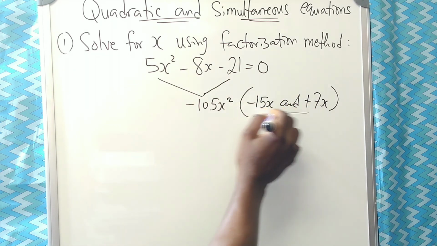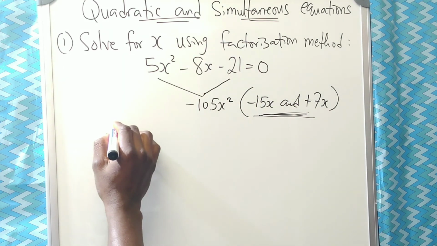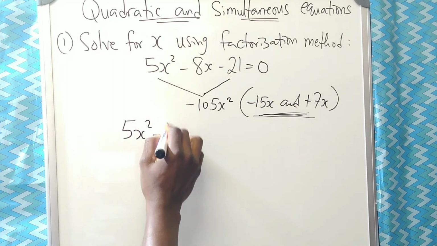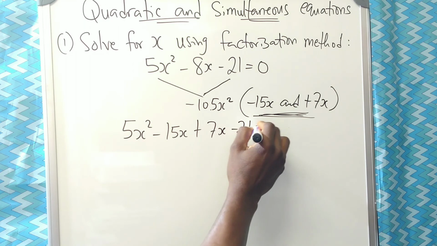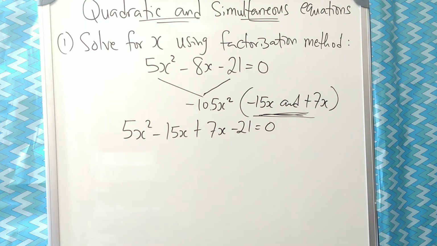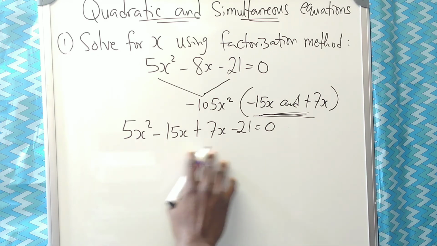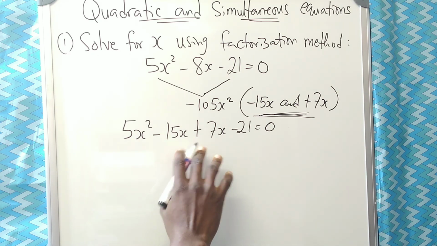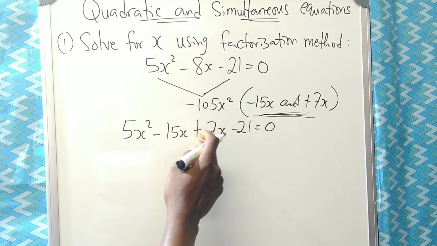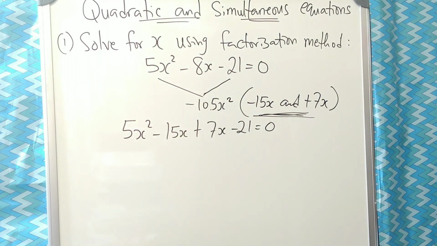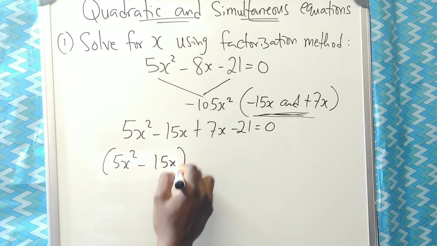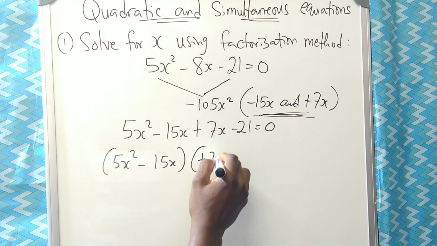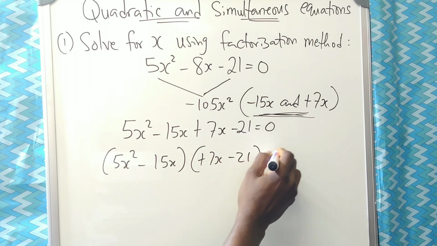So we introduce those two factors into this, and we're going to have 5x squared minus 15x plus 7x minus 21 equals 0. At this point, we've been able to get a new equation, substituting minus 15x plus 7x in place of minus 8x. At this point, we can factorize by grouping. We can group 5x squared minus 15x as a group, and plus 7x minus 21 as another group, all equals 0.